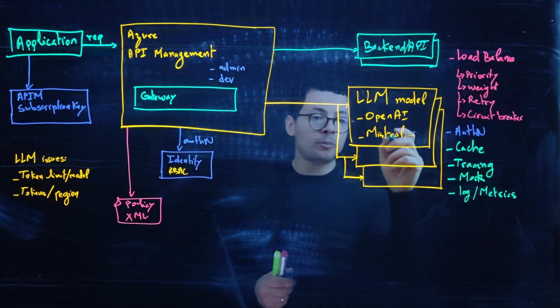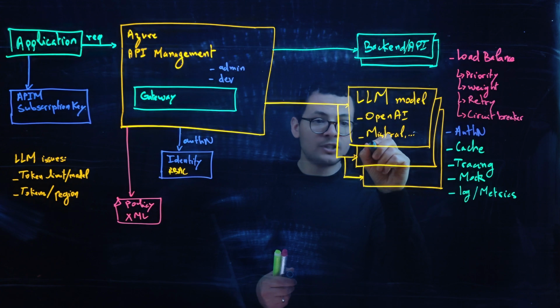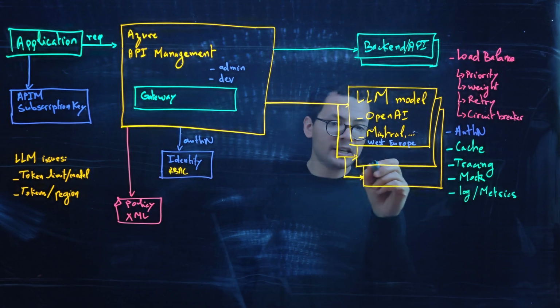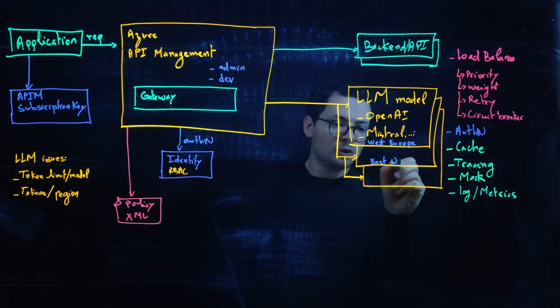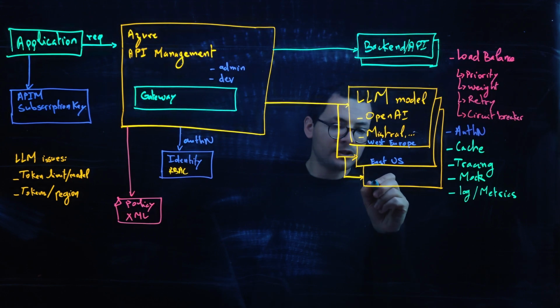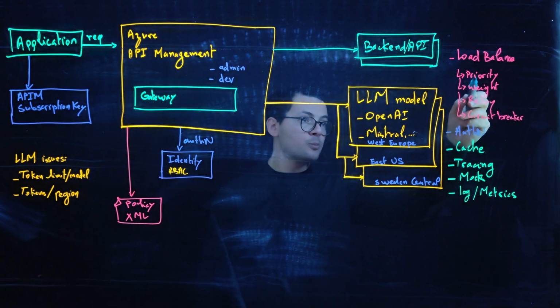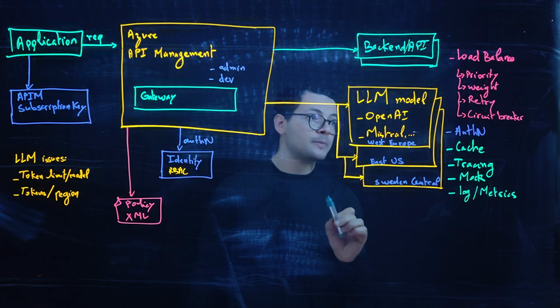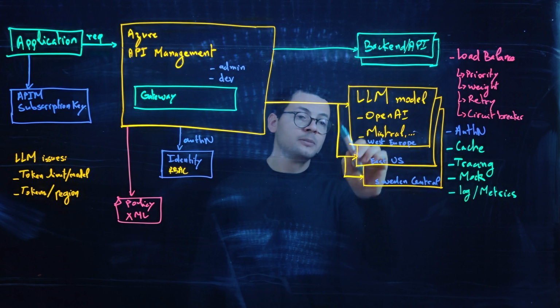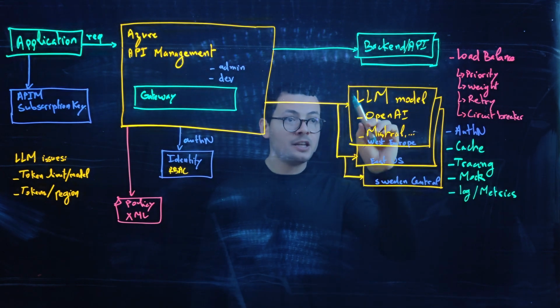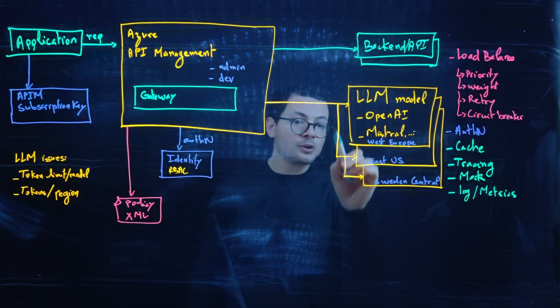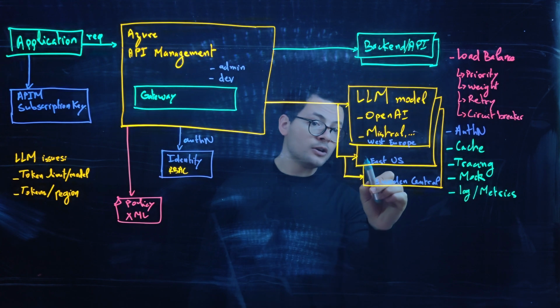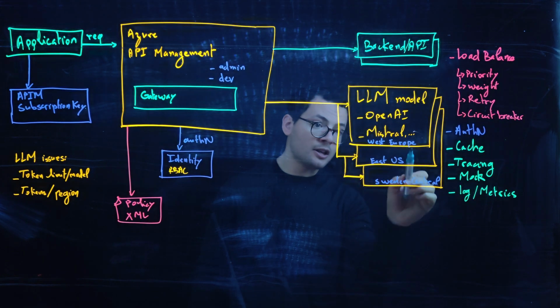So for example, here, your main region would be West Europe, and then you can create a second region in East US, for example, and then another one in Sweden Central. Then using the priority and weight, you define the priority for each instance. Then using the retry pattern, you detect if you have hit the limit for a specific instance. So then you retry on the next instance, which is in another region.